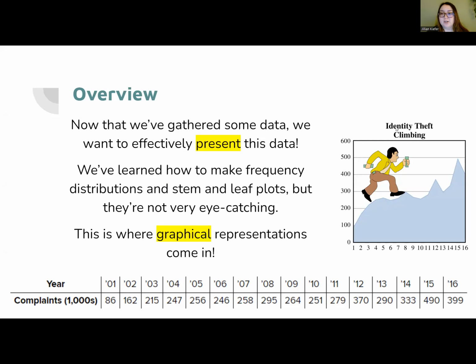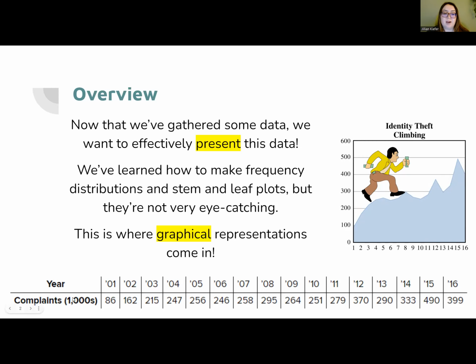So if we look to this picture here, we have identity theft climbing. A very cartoony picture here, but we do see that the trends in this graph are going to increase over time. The time being in years by complaints in the thousands. So we see identity theft is growing throughout the years. And so we have the graph here. We can definitely tell that just by looking at the graph. We can see it's kind of waves, but we see there's definitely an upward trend. We got that information just by looking at it very quickly and determining that almost right off the bat.